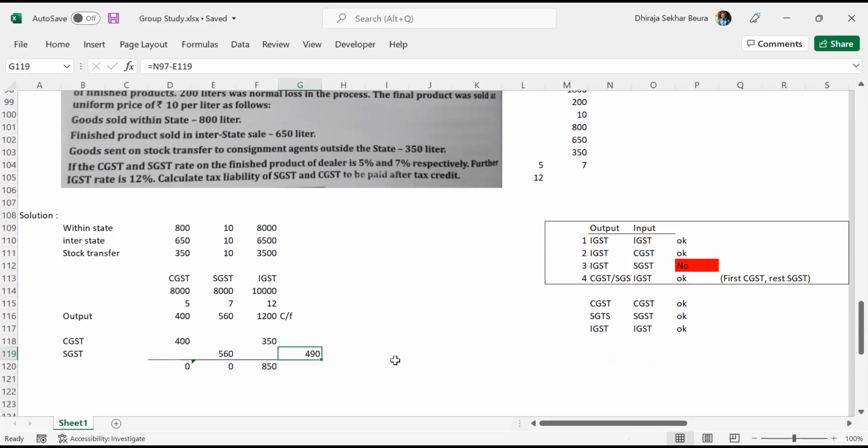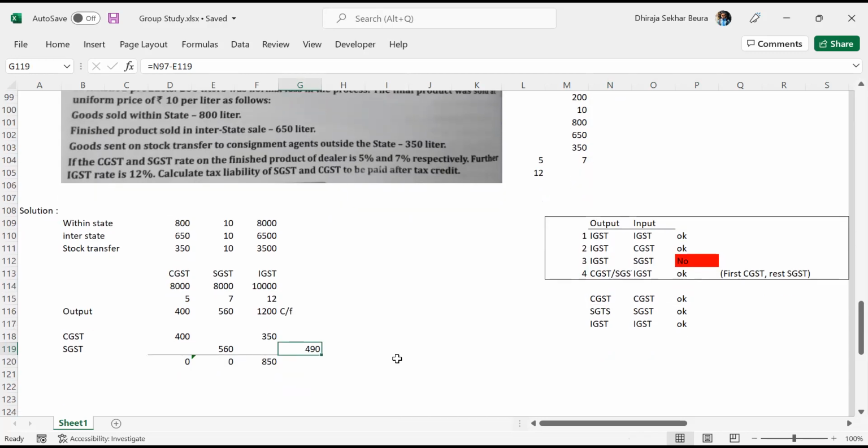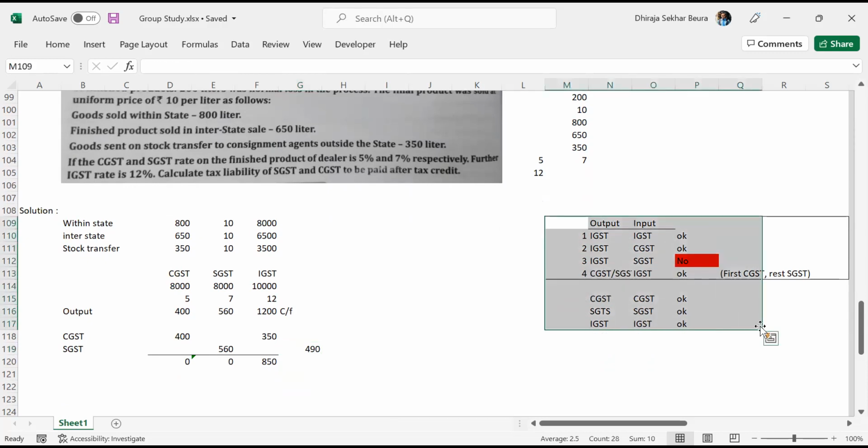Now one question: it will be carried forward only for SGST, right? It is not carried forward for IGST. It will carry forward for SGST. The same rule applies in the next cycle also, as we discussed here. Next cycle, if we have SGST liability, we can adjust it. If we don't have SGST liability, we cannot adjust it. Make sense?